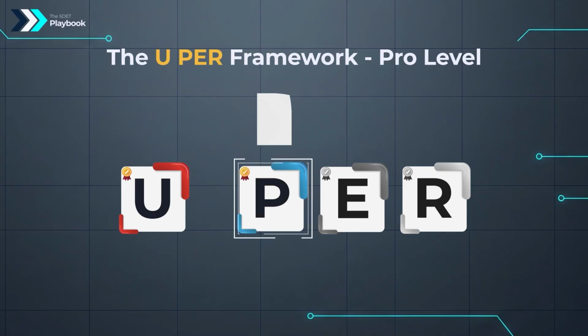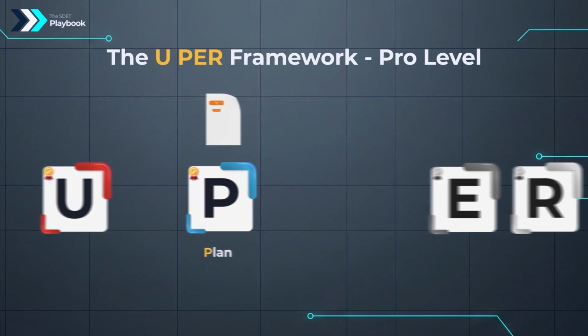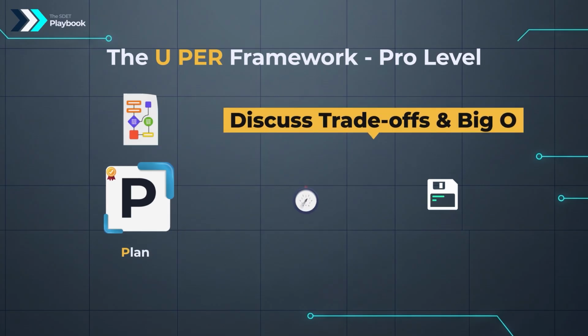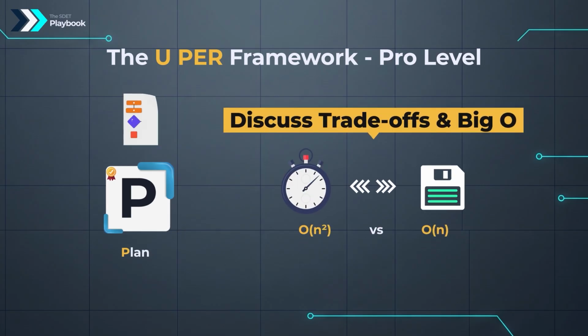Next, P, plan. This is the single biggest differentiator in the final round. As you plan your approach, you must explicitly discuss trade-offs and Big O notation. This is what a top-tier candidate sounds like.